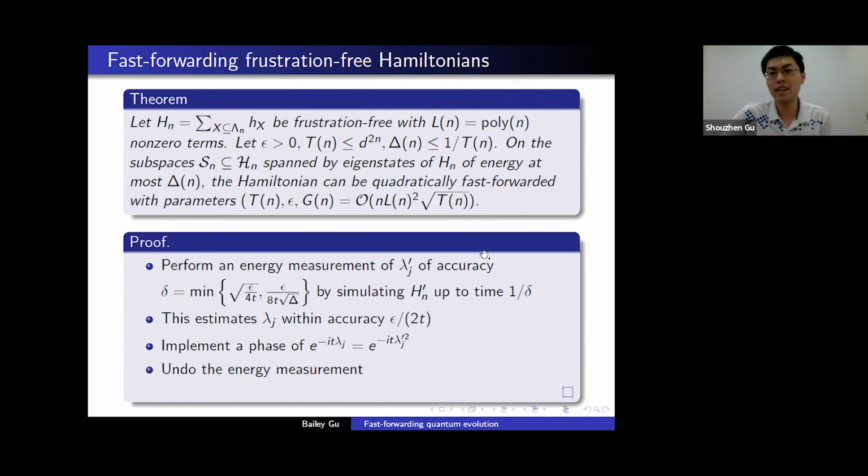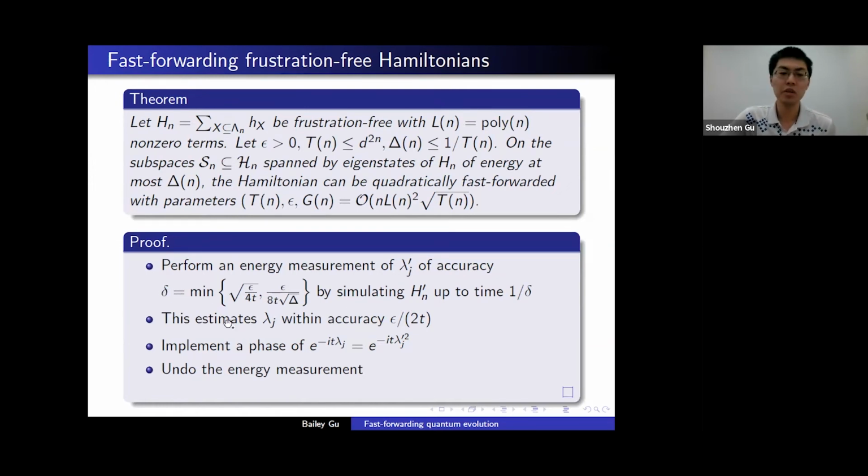And you may already see how the proof of this might go based on the previous facts, but I'll just give an outline. So first, we perform an energy measurement for the new Hamiltonian, the square root Hamiltonian, with slightly worse accuracy. That's around the square root of the actual accuracy that we need. And this can be done by simulating H prime up to time 1 over delta.